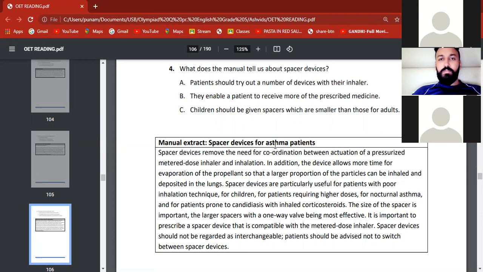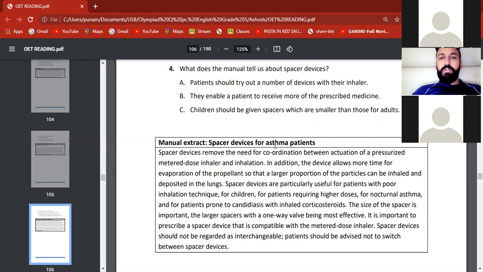They enabled a patient to receive more of the prescribed medicine, so: receiving more medicine. Okay, next. Children should be given spacers which are smaller than those for adults. So: children should be given smaller spacers.